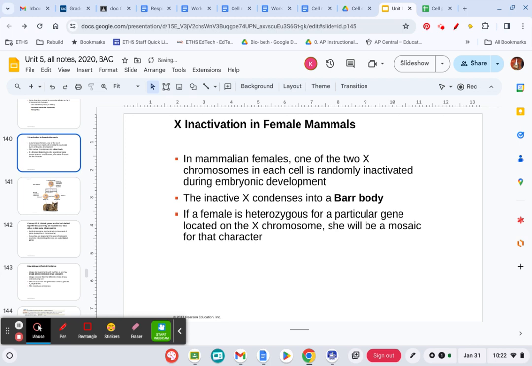So, now we need to talk about something called X inactivation. This happens in females, biological females. In mammalian females, one of the two X chromosomes in each cell is randomly inactivated during embryonic development. It's called dosage compensation. And whichever one is inactivated, it never, for the entire life of that person, becomes activated again. It's made into a tiny little bundle that is visible under the microscope pretty easily, called a bar body.